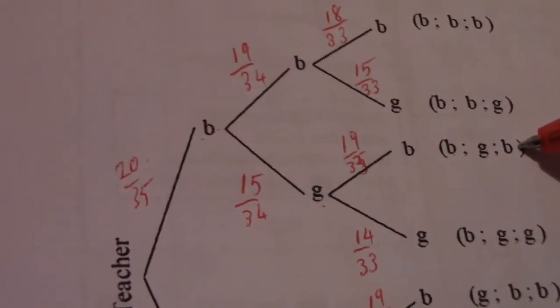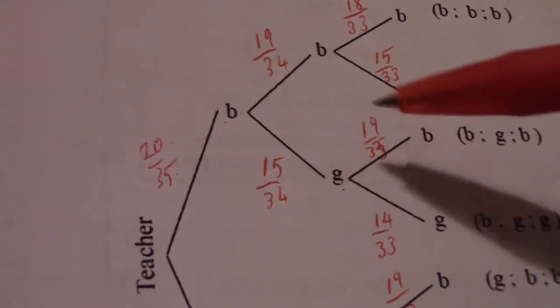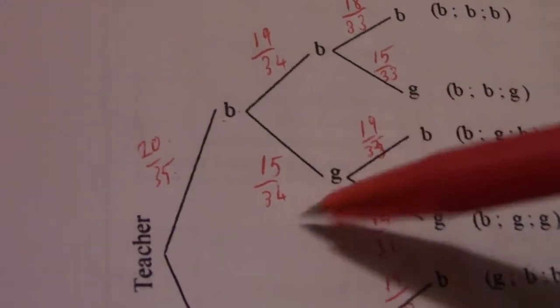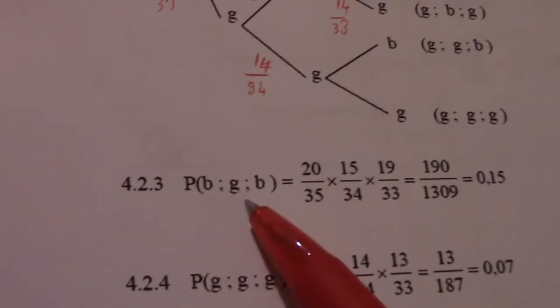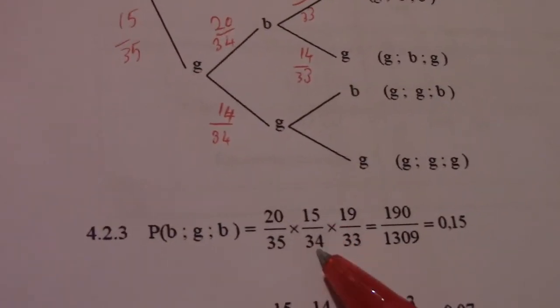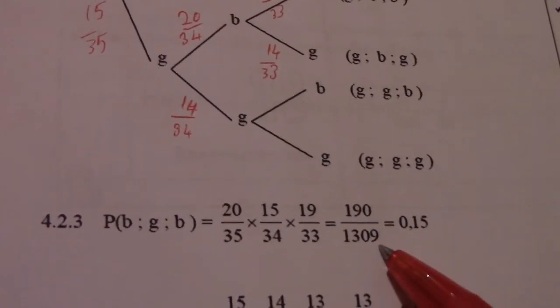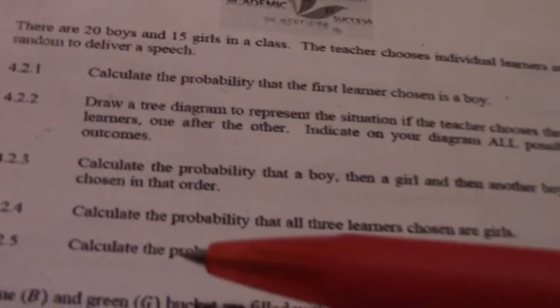So all you're going to do is find the probability of that. I'm multiplying my 3 fractions together. 20 out of 35 chance for B, 15 out of 34 chance for G, and 19 out of 33 chance for B. So the probability that it will be boy, girl, boy is 20 over 35 times 15 over 34 times 19 over 33, which gives me 190 over 1309 or 0.15. One mark for the probabilities without replacement and another mark for the answer. Right, next question.